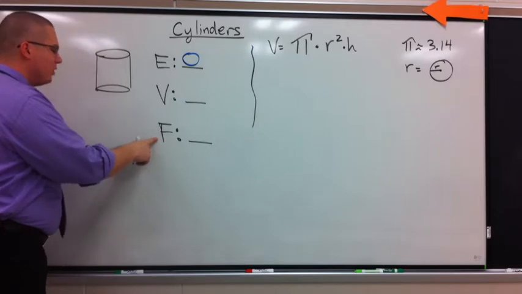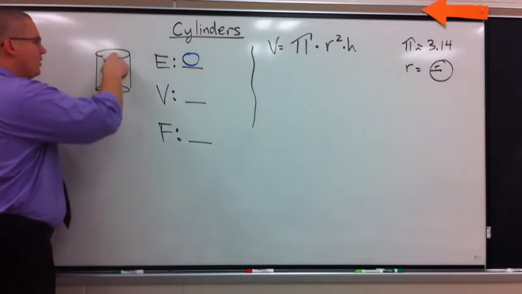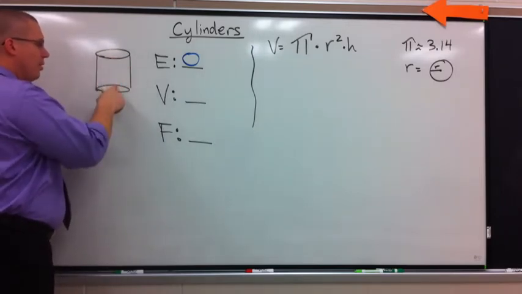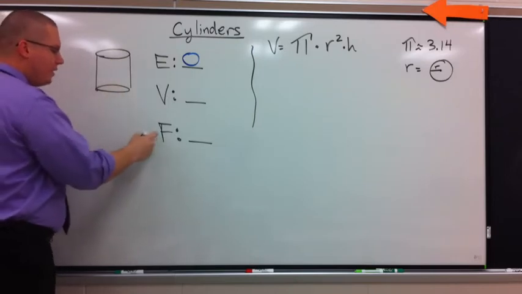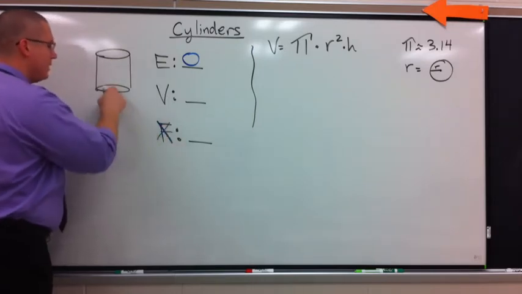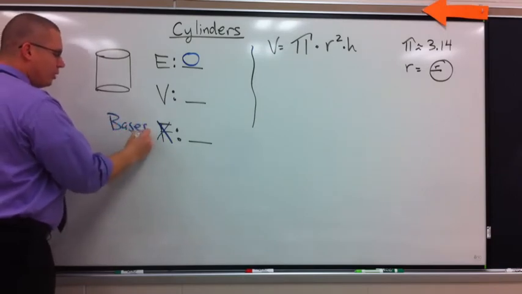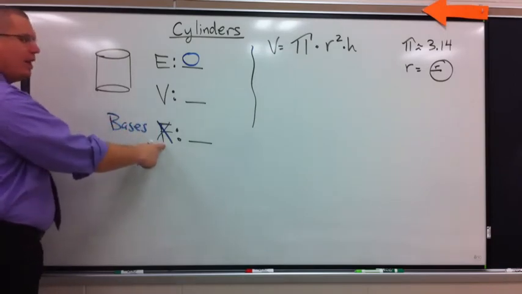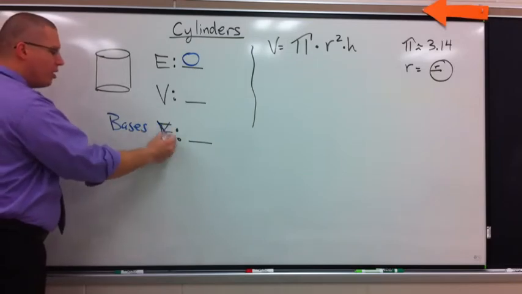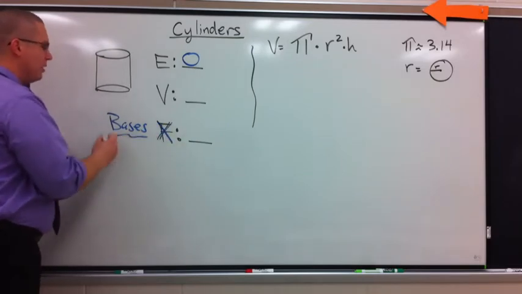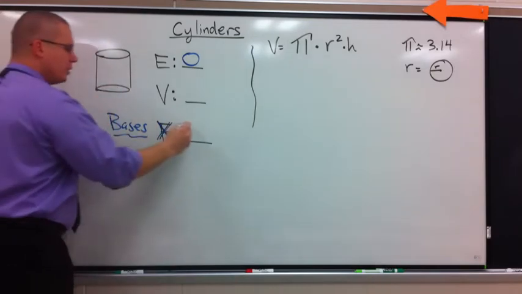But it's hard for kids to look at this and say there's no flat sides. There are flat sides. The technicality, though, is they're not faces. What these technically are is bases. So when you're challenged with how many faces does a cylinder have, cross it off, put the word bases, and know that there are 2 bases.